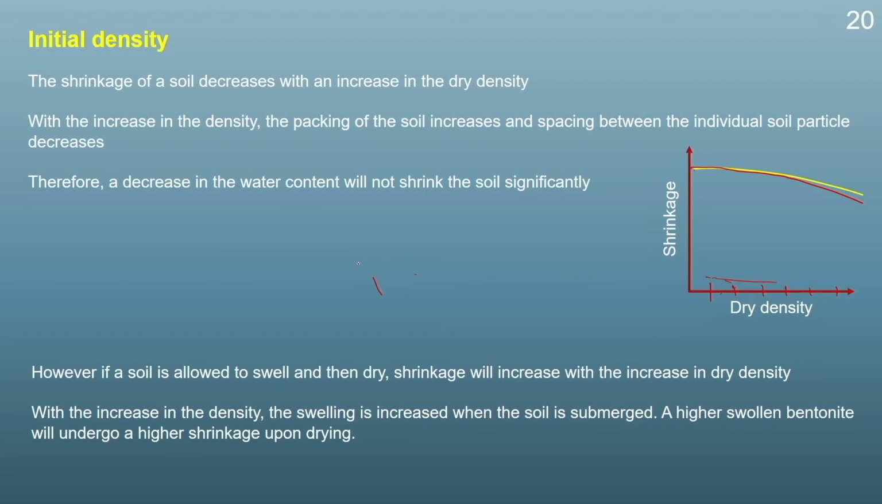Say, if we dry a soil from its initial state, from a non-swollen state, then with increase in the dry density, the shrinkage will reduce marginally. But if we wet the soil sample or allow the soil sample to swell and then dry, then the shrinkage will increase with increase in the dry density. With the increase in the dry density, the swelling is increased when the soil is submerged. A higher swollen bentonite or soil will undergo a higher shrinkage upon drying. Therefore, depending on the initial condition, the shrinkage of the soil will change with a change in the dry density.